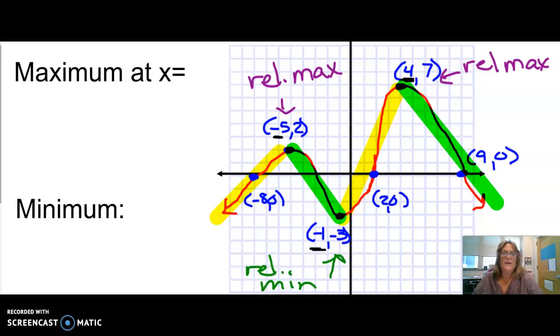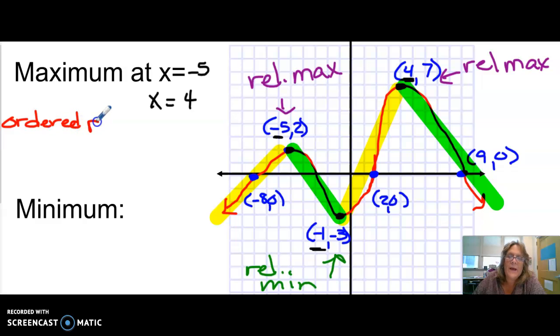So if we come back up here, we can say that we have a relative maximum at x equals -5 and at x equals 4. If they ask us for the ordered pairs, they could say, what's the ordered pair of the maximum? Then we would have two points. We would say both of them: (-5, 2) and (4, 7).